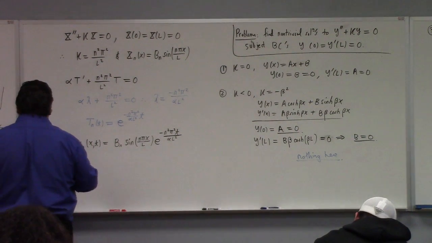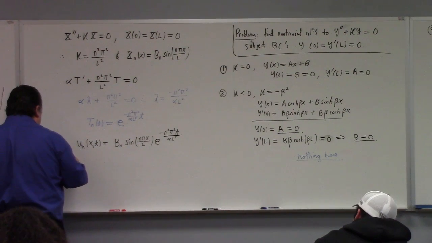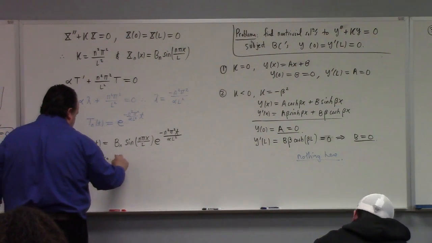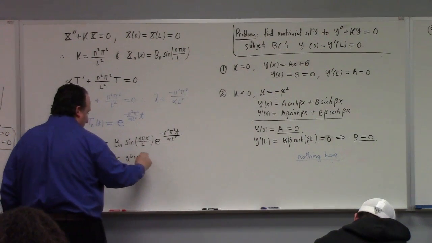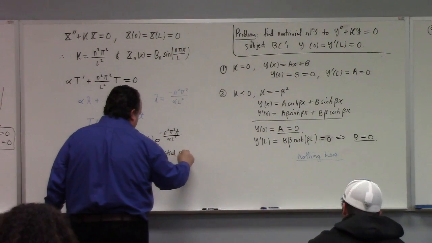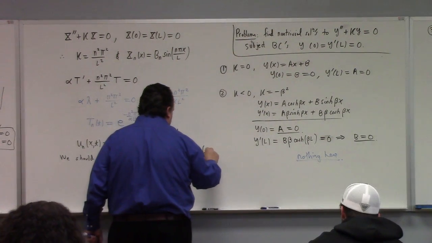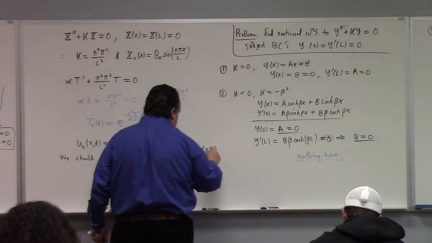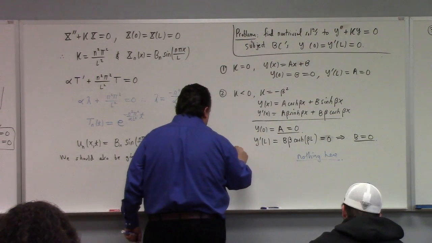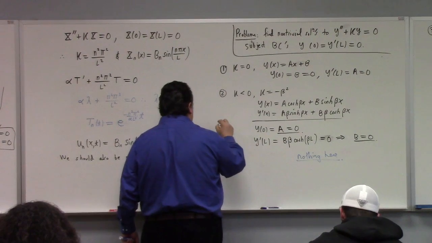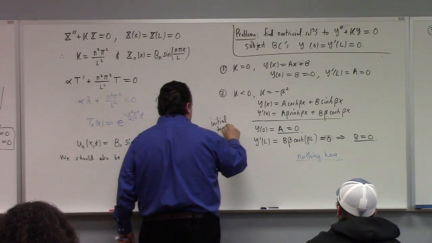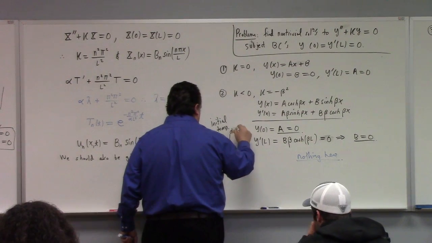So we should also consider being given an initial condition, which is to say u of x comma 0, let's make that the initial condition, equals f of x. So this is the initial temperature distribution.